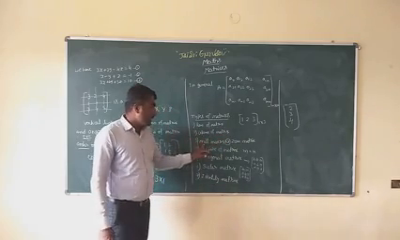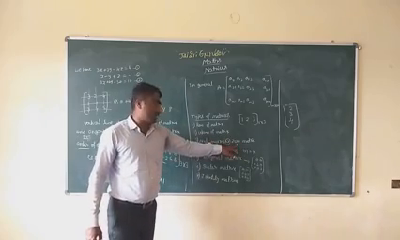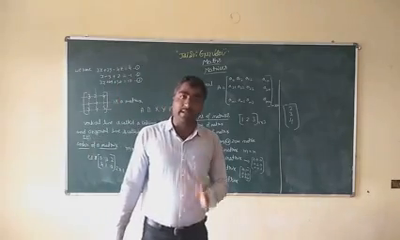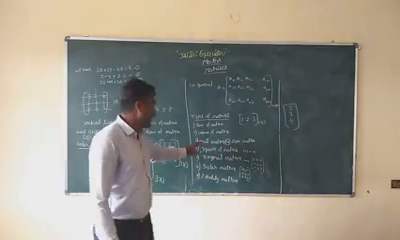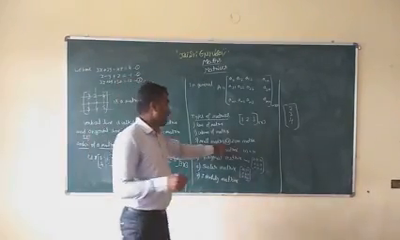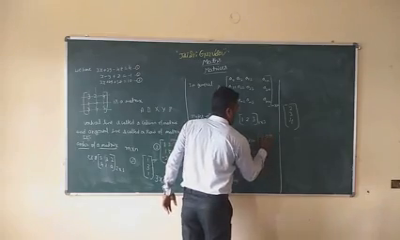Next is null matrix or zero matrix. Zero matrix means all the elements of the matrix are zero, that is called null matrix. Matrix having all the elements zero is called null matrix. 0, 0, 0, 0, 0.